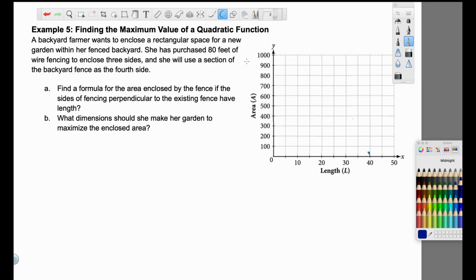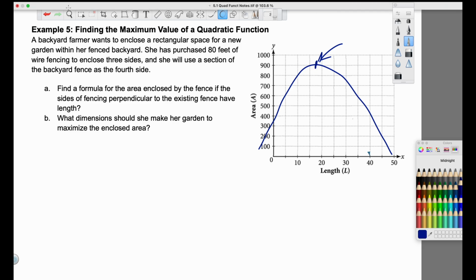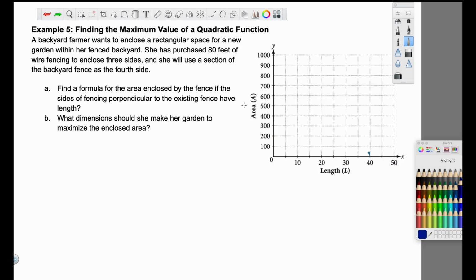Maximum value means that we have some sort of parabola opening down, and we're trying to find that vertex, that y position, to find the x and y, to find whatever that maximum is. In this case, the maximum is going to be area depending on the length of fencing.